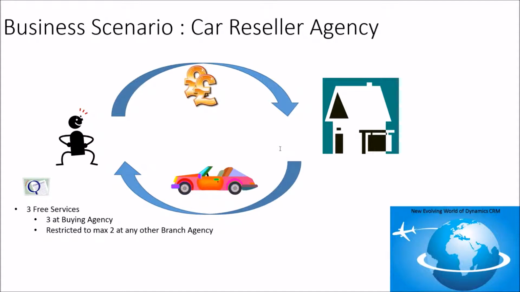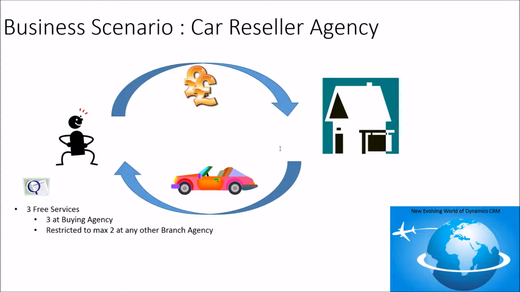But if the person goes to any other branch of the agency for free service, he can go maximum 2 times, not more than that. So at the buying agency he can have all 3, but at any other agency he can have a maximum of 2, not more than that. That's the kind of service support term the agency offers anyone who purchases a used or second-hand car from this agency. Now we are going to implement this particular scenario using entitlement in Dynamics CRM.